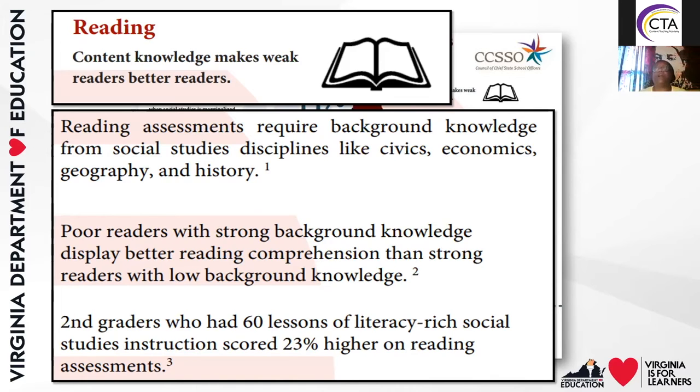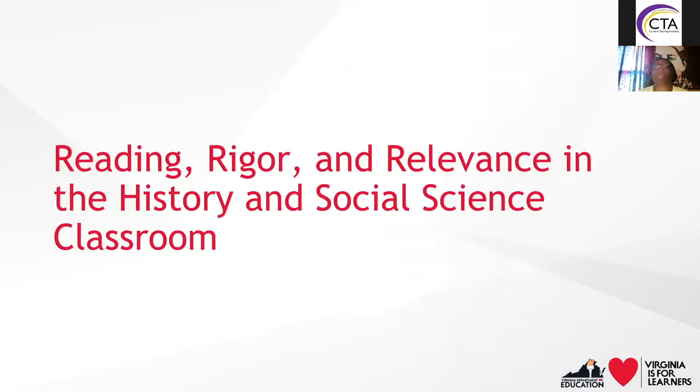Poor readers with strong background knowledge display better reading comprehension than strong readers with low background knowledge. In their study, they studied second graders who had 60 lessons of literacy-rich social studies instruction, and they scored 23% higher on their reading assessments. Reading, rigor, and relevance. Let's go through this.